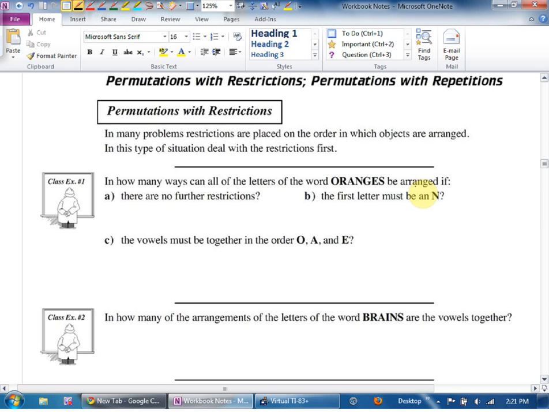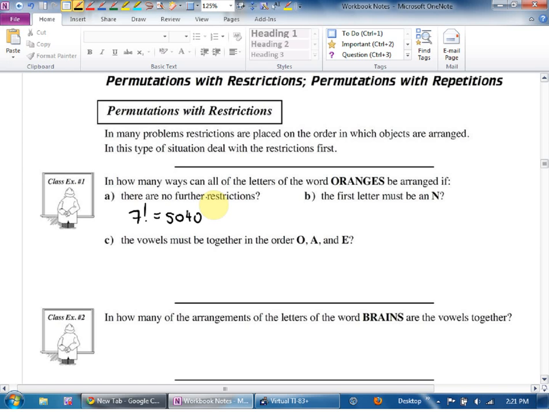How many ways can all of the letters of the word oranges be arranged if there are no further restrictions? 1, 2, 3, 4, 5, 6, 7. That many ways. Which I think from last lesson, if I recall, was 5,040, wasn't it, I think? You start to memorize a few of these because you get sick of having to hunt for that silly menu after a while.